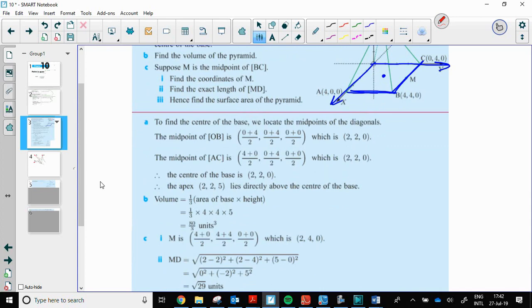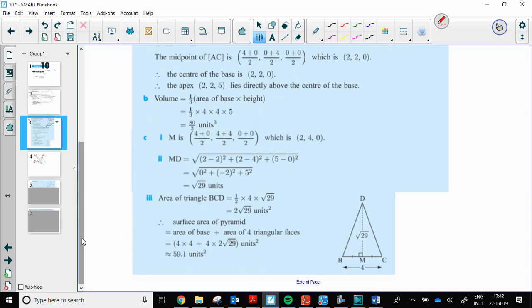We've got 4 triangles that we need to add together with the area of the base, which is a square. So the square we know is going to be 4 by 4. And then we have 4 triangles.